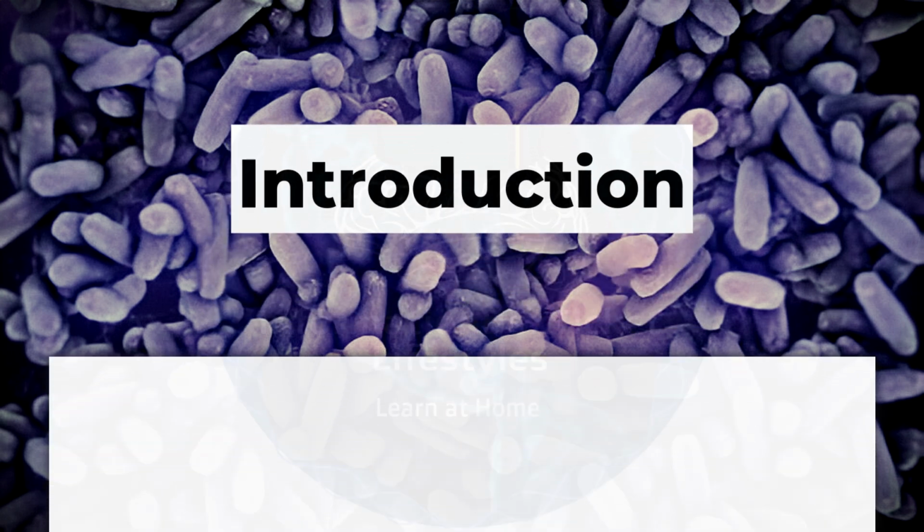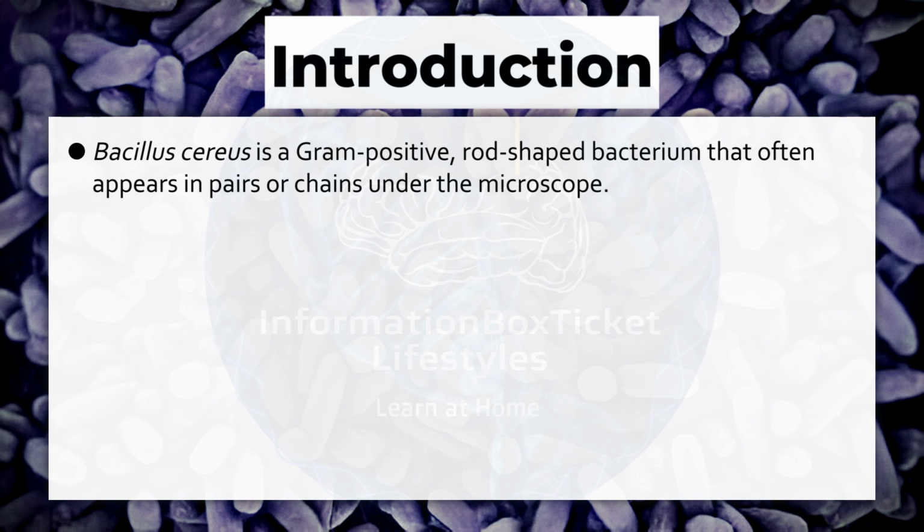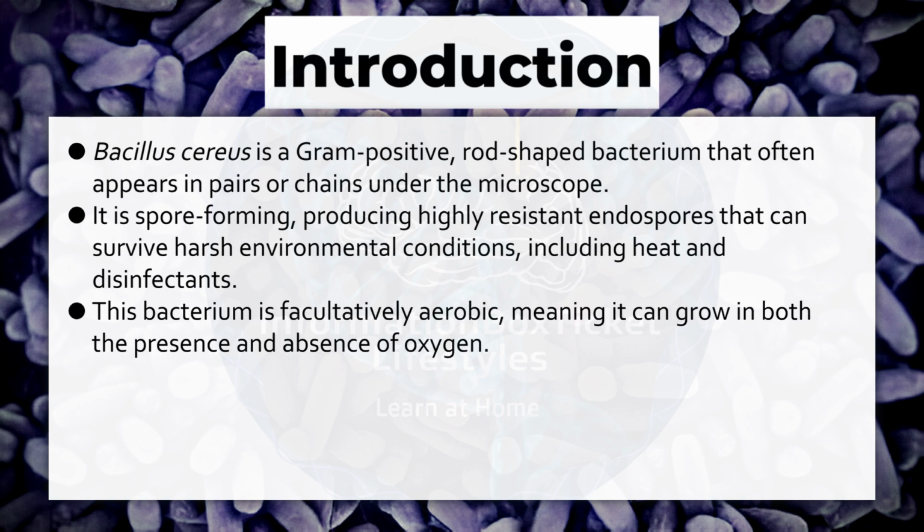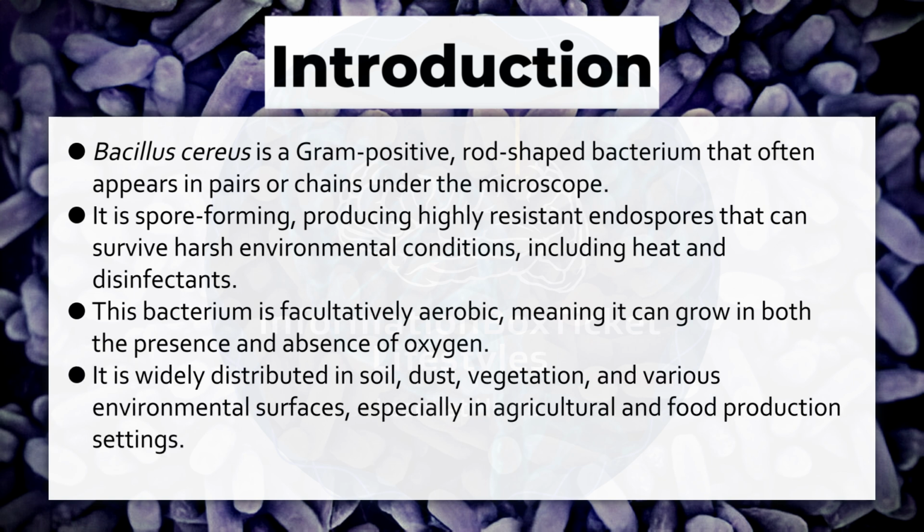Introduction. Bacillus cereus is a gram-positive, rod-shaped bacterium that often appears in pairs or chains under the microscope. It is spore-forming, producing highly resistant endospores that can survive harsh environmental conditions, including heat and disinfectants. This bacterium is facultatively aerobic, meaning it can grow in both the presence and absence of oxygen. It is widely distributed in soil, dust, vegetation, and various environmental surfaces, especially in agricultural and food production settings.